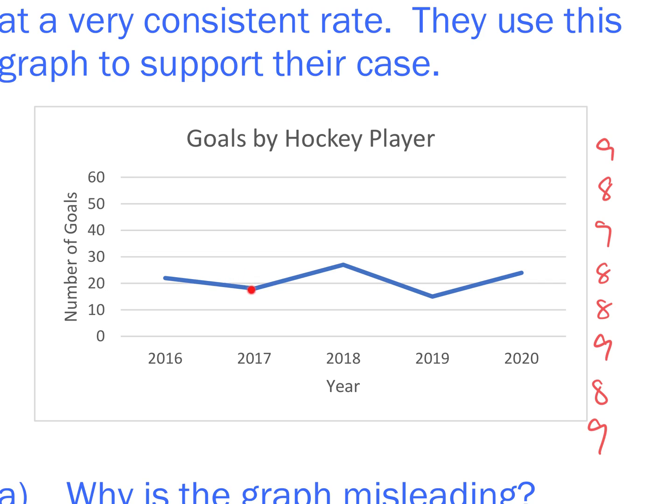And what we can see is, well, it goes from this much to this much. That's not very big of a drop. And it goes from this much to this much. Well, that's not very big of a jump. And then we go from here down to here. That's not a very big drop. So those numbers seem pretty consistent, right?